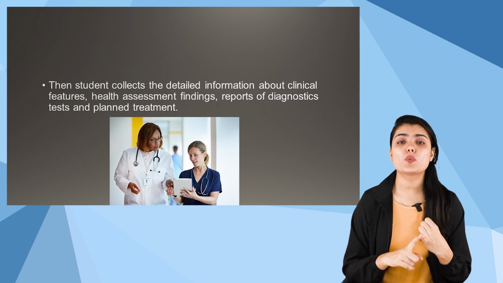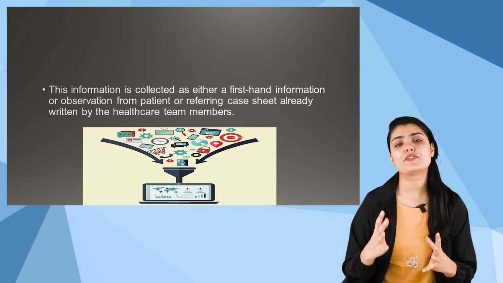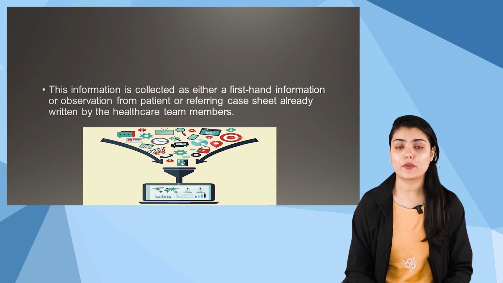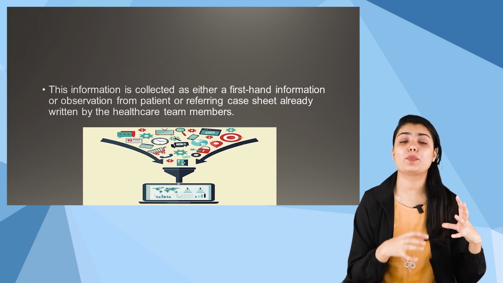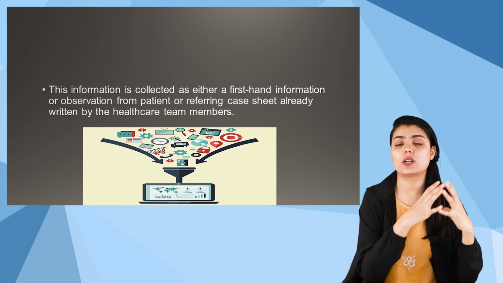The first one is by referring to the case sheet of the patient. The second one is by observation, and the third one is through first-hand information. In the first step, the patients are allotted to each of the students. Patients with unique health conditions are allotted.